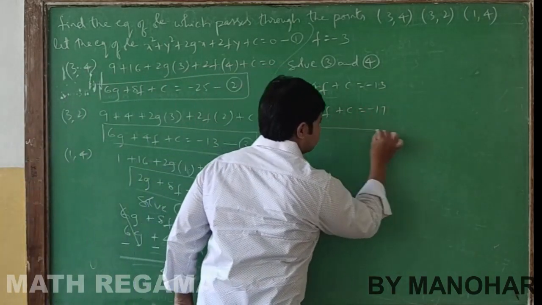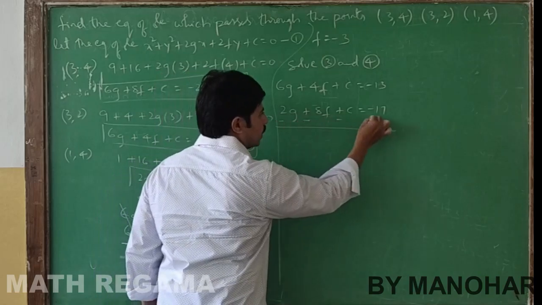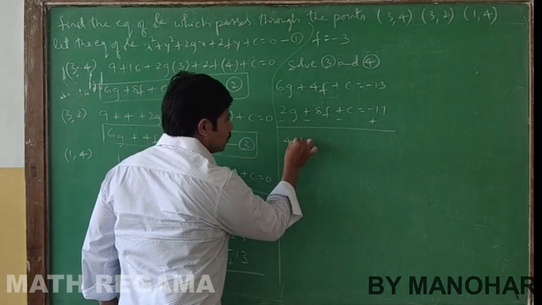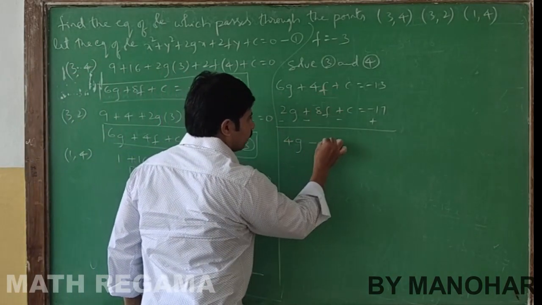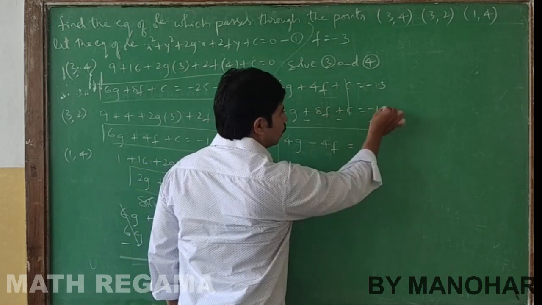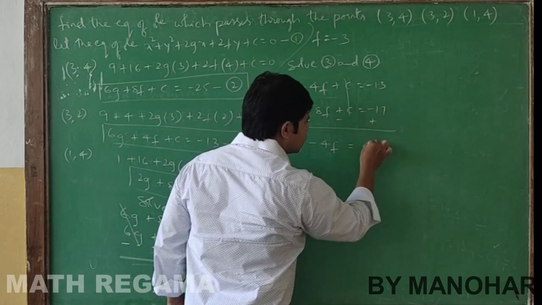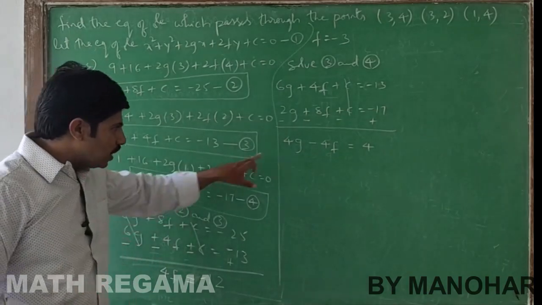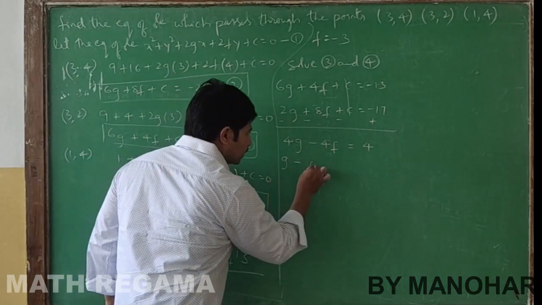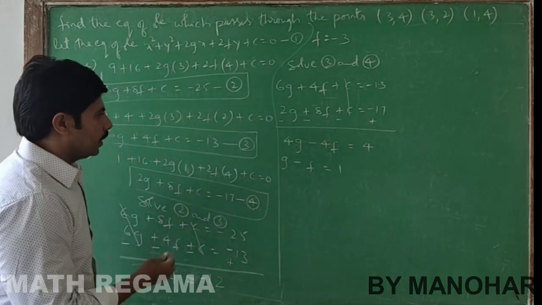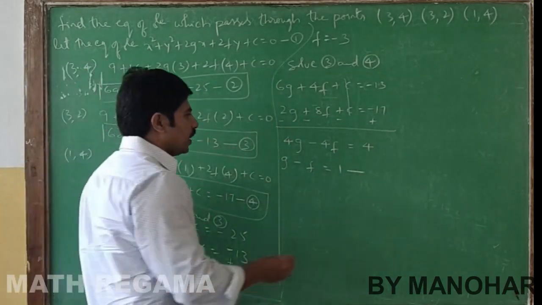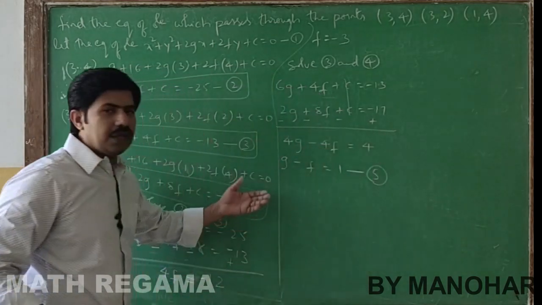Now I'll subtract: minus, minus, minus and plus. Subtracting, 6g minus 2g is 4g, plus 4f minus 8f is minus 4f, plus c minus c cancels, is equal to minus 13 plus 17, which is 4. So clearly we can take 4 common on both sides. So what we get? g minus f is equal to 1. Now we will give a number for this equation, after 2, 3, 4, this will be equation 5.